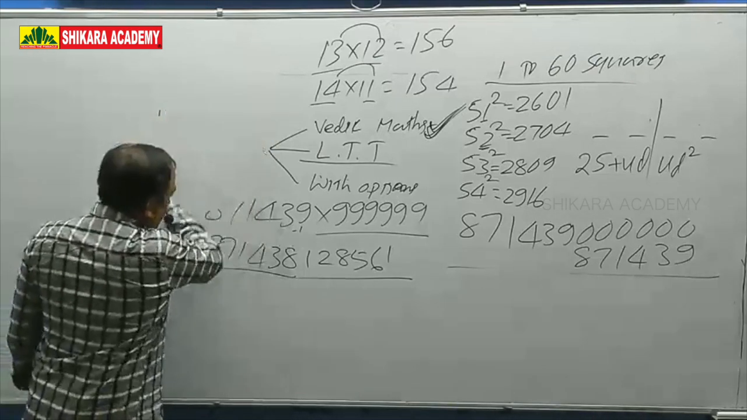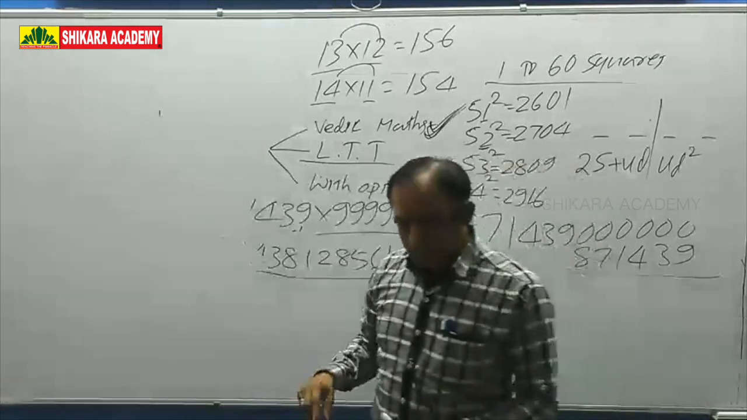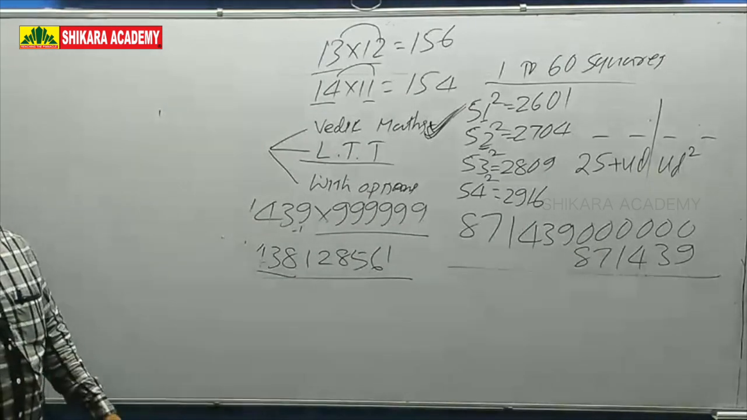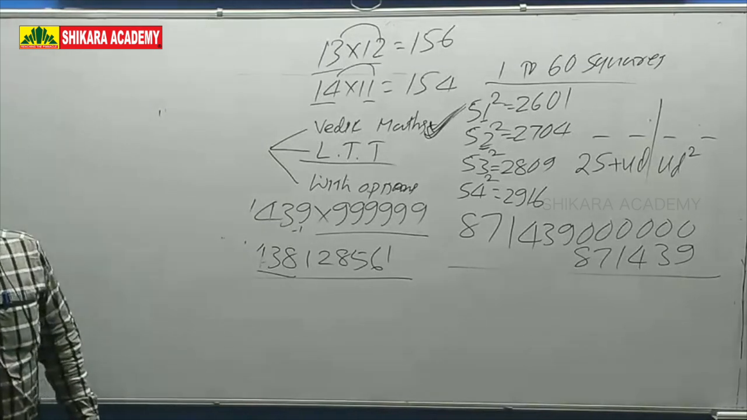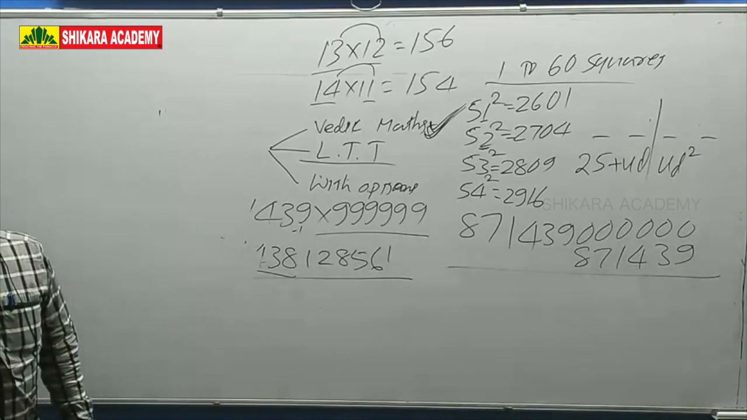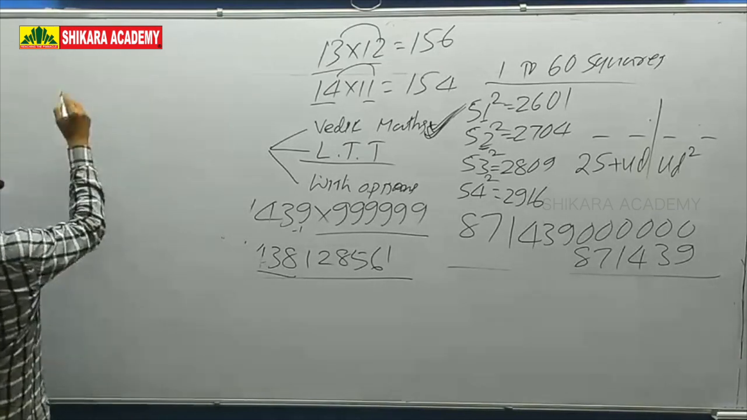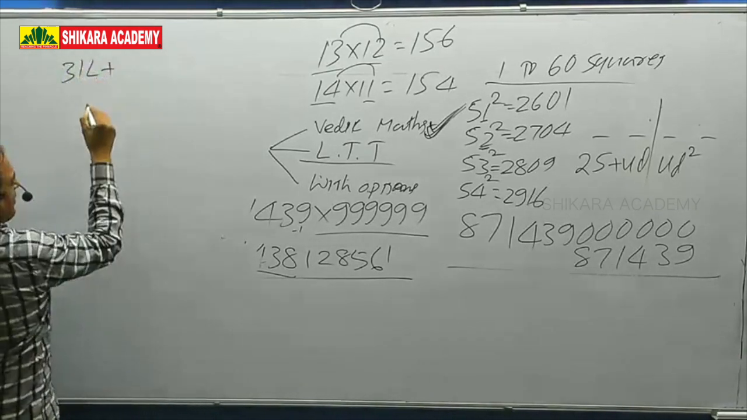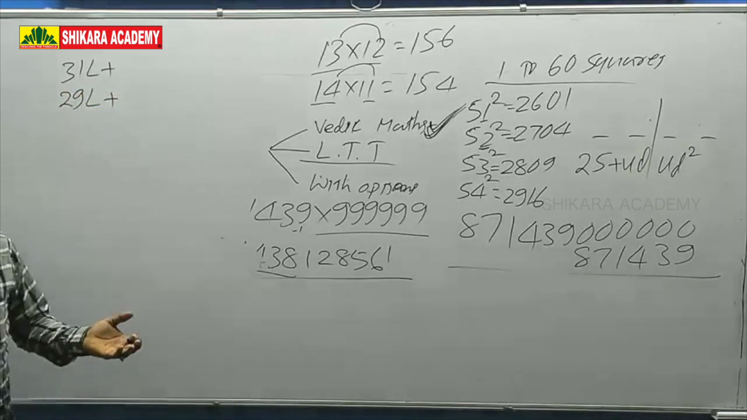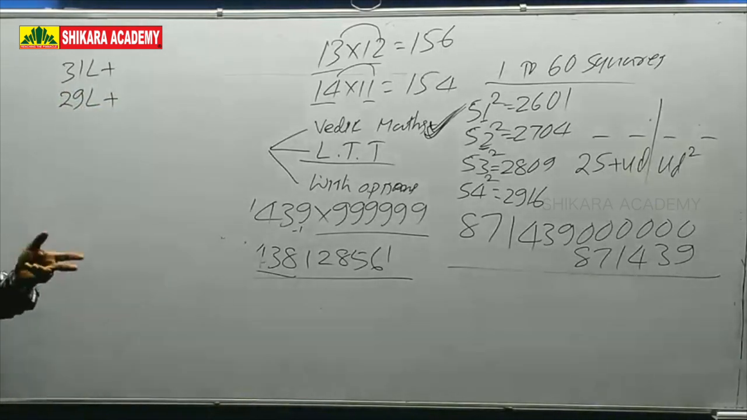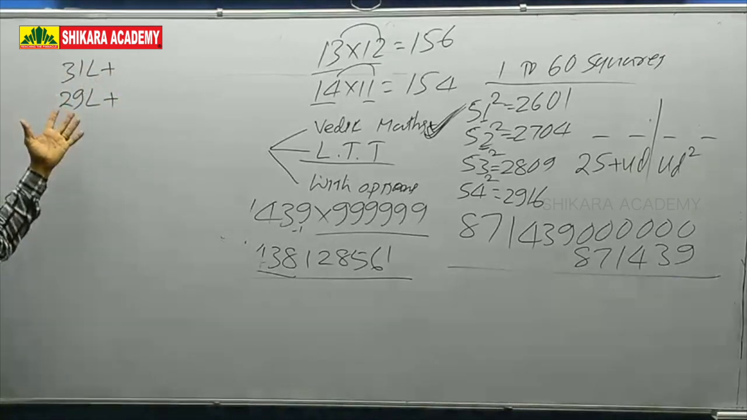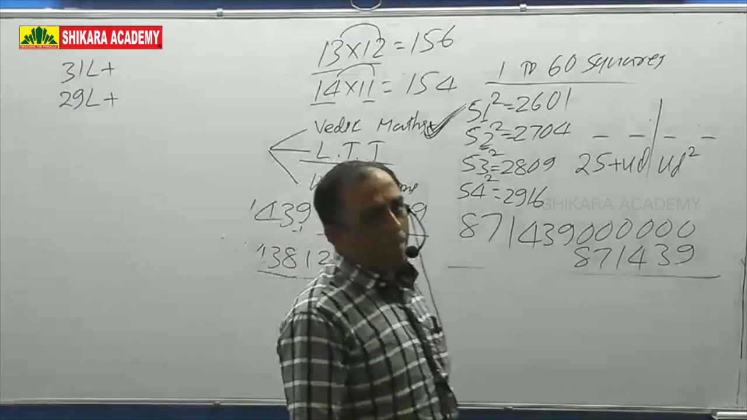What is the question? I don't know the exact numbers. The exact numbers are not important; the concept is important. A person purchased 2 houses. The first house cost is 31 lakh 46,000 or something. The second house cost is 29 lakh something.